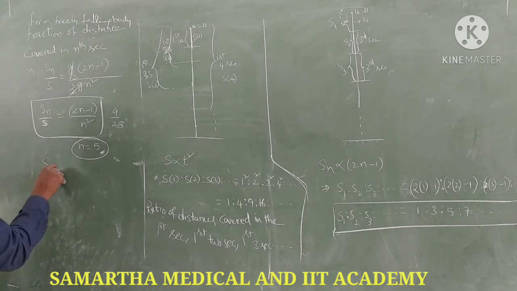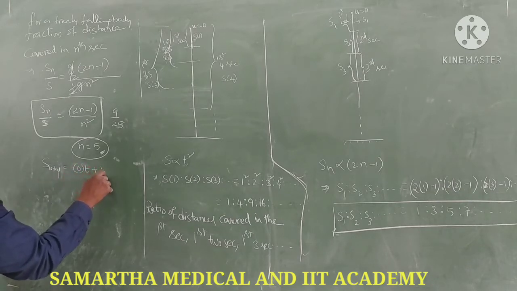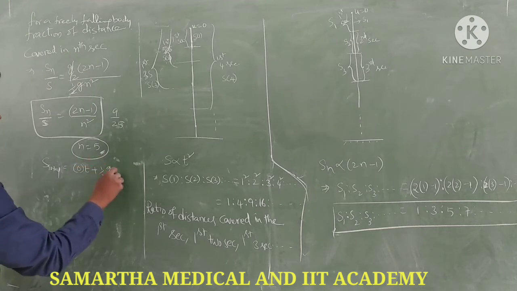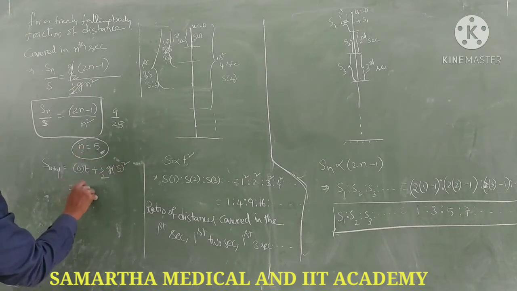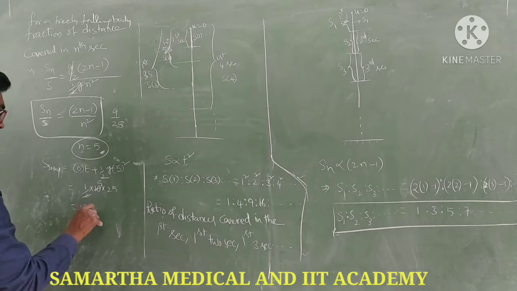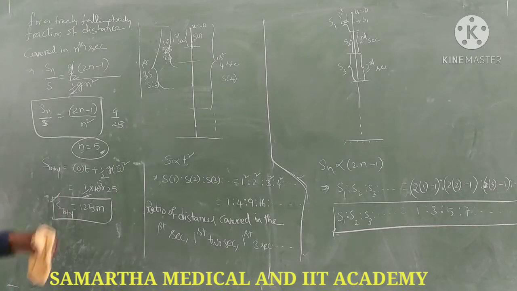Yes, the total distance covered during those 5 seconds for a freely falling body is ut plus half a t square. U is 0, so half a t square. A is what? Freely falling body, so g. T is what? n, so 5 square. So 1 by 2 into g, if you take 10, into 25. So 2 1s are 2, 2 5s are 10, so 125 meters. It is the total distance covered. So like this they can ask the question.